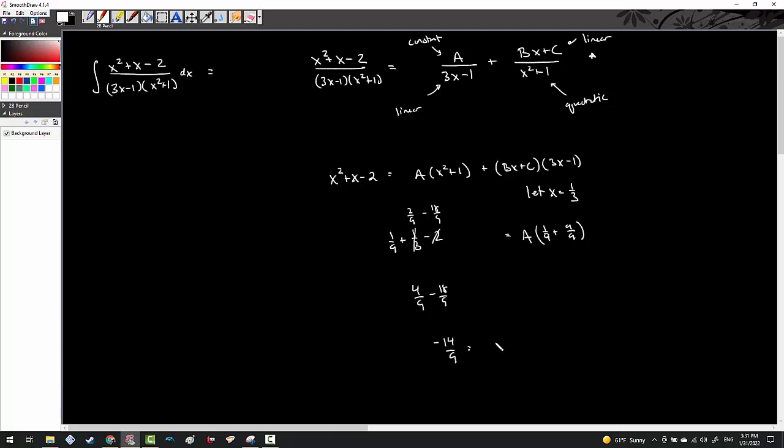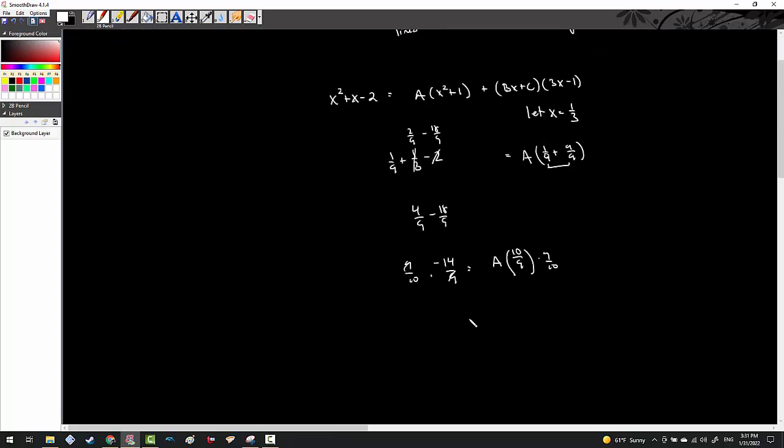And that's going to equal A times, these guys will combine out to become 10/9. So I'll multiply the whole thing by 9 over 10. And the 9's going to cancel. I end up with negative 7/5. Negative 7/5 equals A. Keep that in my back pocket. I'll probably need it later.